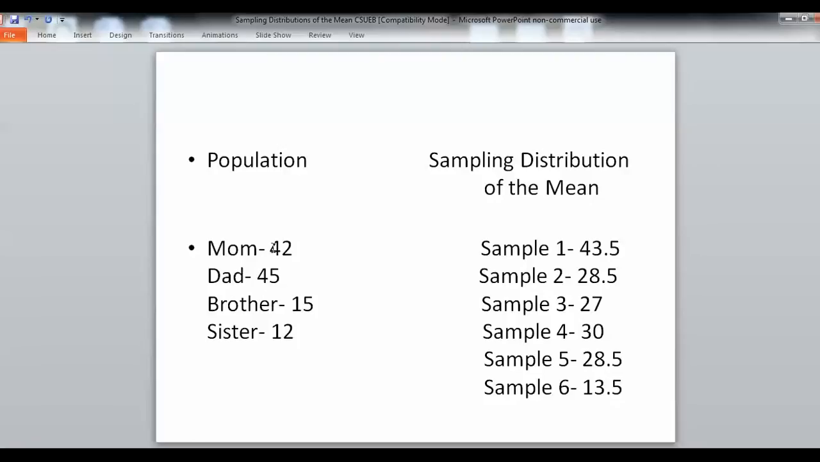Now we can look at the population and the sampling distribution side by side. We have the individual people in the population on the left side, and we have each individual person's data value. On the right side, we have the mean of each possible sample of 2 people, and this set of 6 numbers is the sampling distribution.